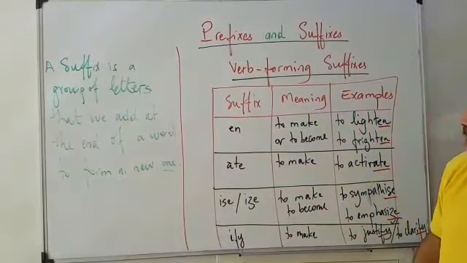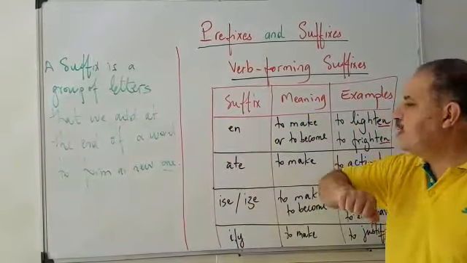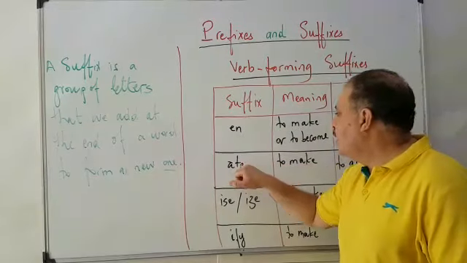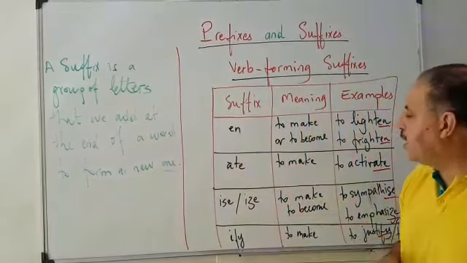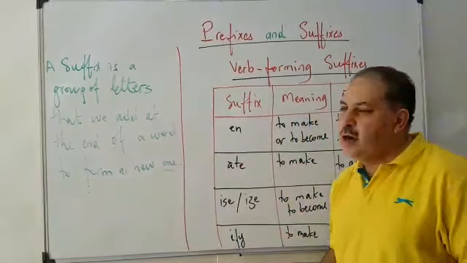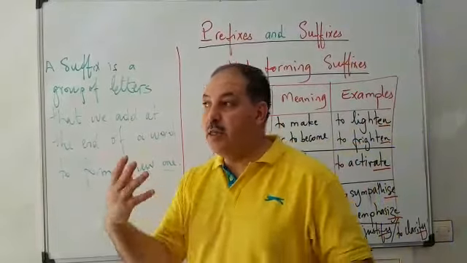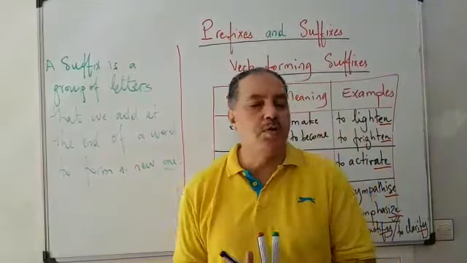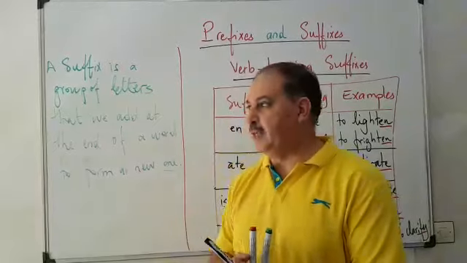So as you may see here, we have seen some suffixes: en, ate, ise and ize, and ify. These are suffixes used to form verbs, okay?